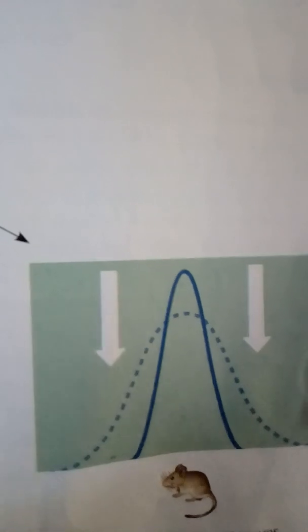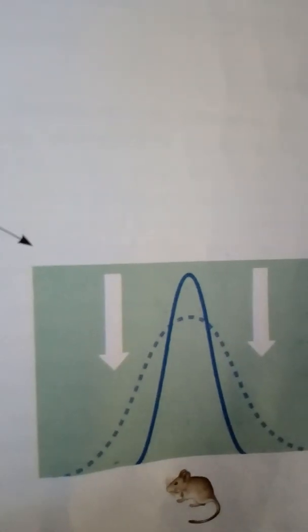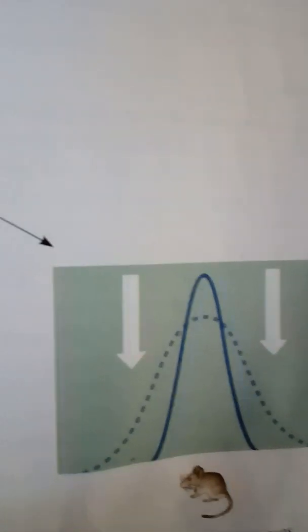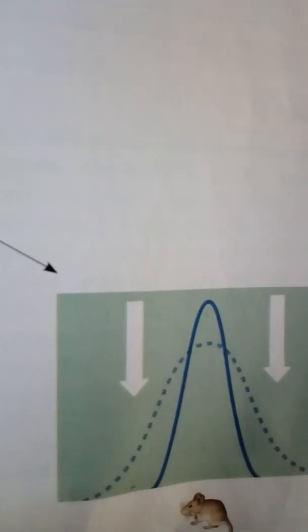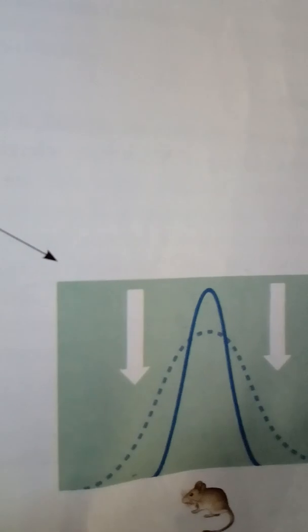Also, stabilizing selection removes extreme variants from the population and preserves intermediate types. If the environment consists of rocks of an intermediate color, both light and dark mice will be selected against.